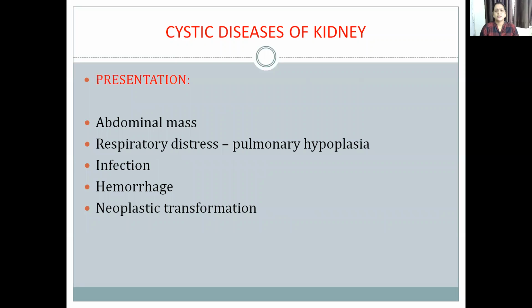So what is the presentation? What happens when the person comes to you suspected of having cystic kidney disease? Usually there should be an abdominal mass. Because of the enlarged kidney, there can be a push on the diaphragm and may cause respiratory distress. And the cystic diseases of the kidney, I told you, the congenital malformations also can be associated with pulmonary hypoplasia, can be associated with infection, hemorrhage, and neoplastic transformation.